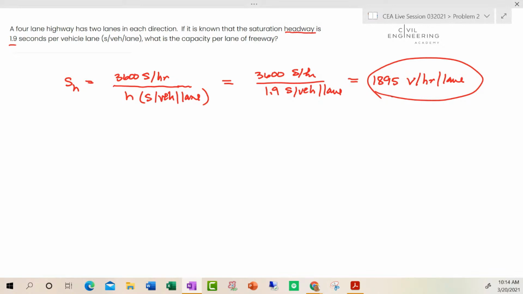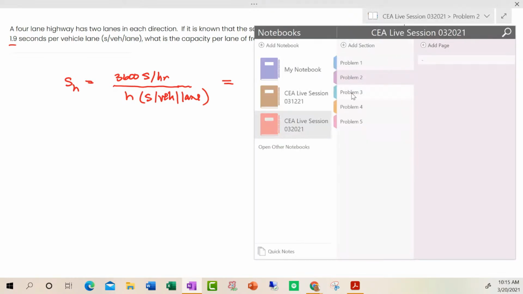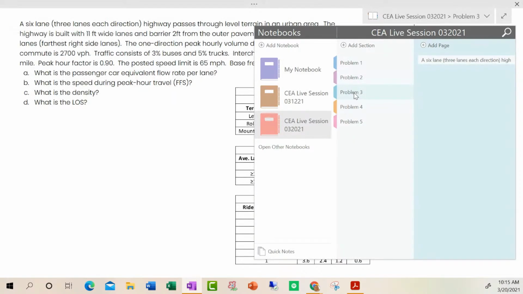Okay. Any questions with that one? Pretty straightforward. Any questions about this? Capacity per lane of freeway. Anything about terms? If you guys have any questions, feel free to be active in the chat room. But right now, Mark, nothing. If we get one, I'll come back to it.